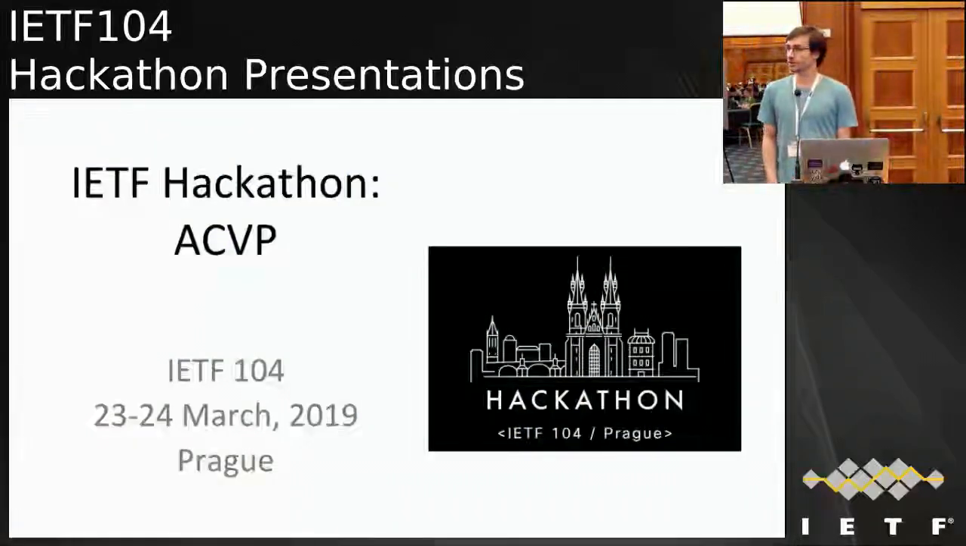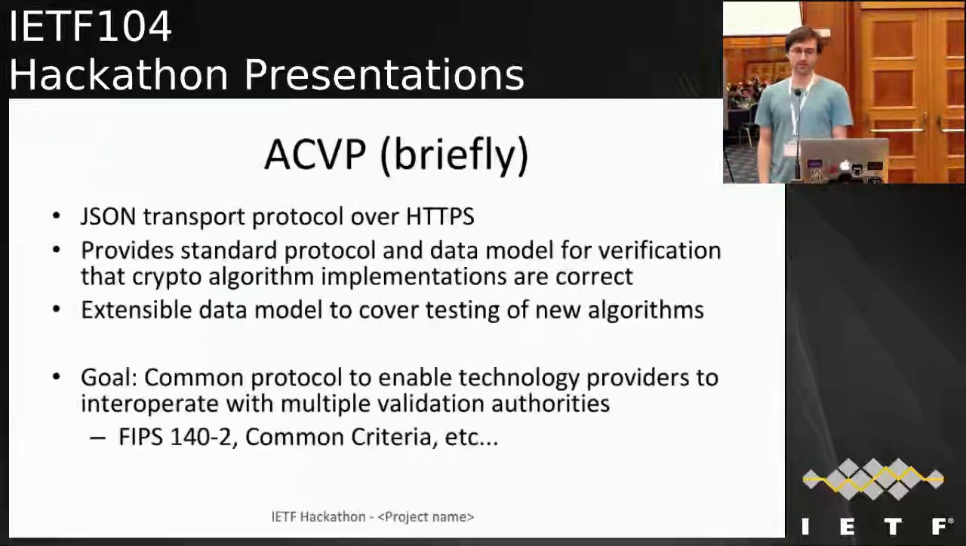All right. Hello, everybody. I'm Chris Seeley, and here to talk about ACVP. So briefly, ACVP is a JSON transport protocol over HTTPS. The goal is to provide a standard protocol and data model for verification that crypto algorithm implementations are correct. And we provide an extensible data model to cover testing of new algorithms as they get released. So the goal of the protocol is to come up with a common protocol to enable technology providers to interoperate with multiple validation authorities. This may be FIPS 140-2 or common criteria, or even non-government related authorities.